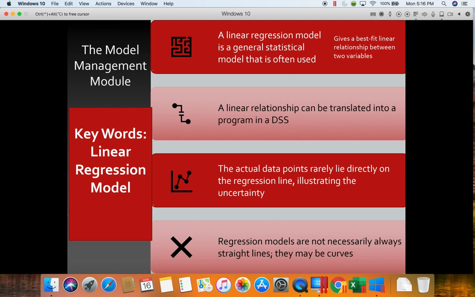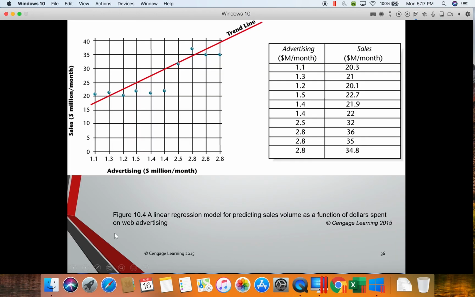One model that is commonly used is the linear regression model. This is the best fit linear relationship between two points. So we saw this when we looked at our trend lines in Excel charting. It's not always a straight line as we saw with our trend lines. It could be a logarithmic pattern or some other pattern than just a regular straight line. But a linear regression model does help us predict future outcomes. And this shows you another example of a trend line.